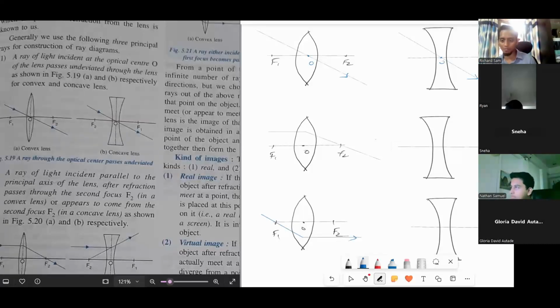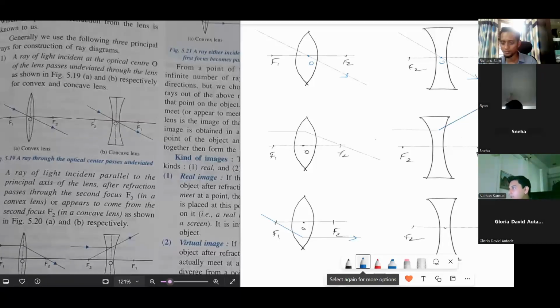Second one is if a ray of light is parallel to the principal axis, what will happen to this? So here we have F. On the left side we have F2, on the right side we have F1. So what will happen to this ray now? Parallel to the principal axis. Will it go through F1 or will it go away? It will go away. But how? Which direction? It will go as if it is coming out from where?